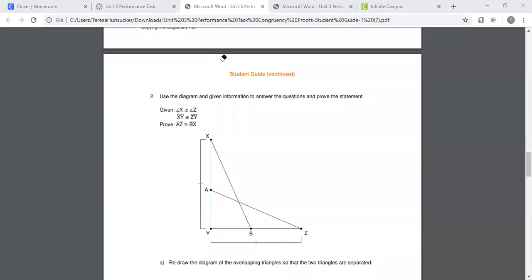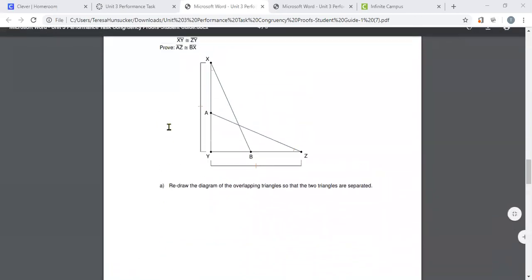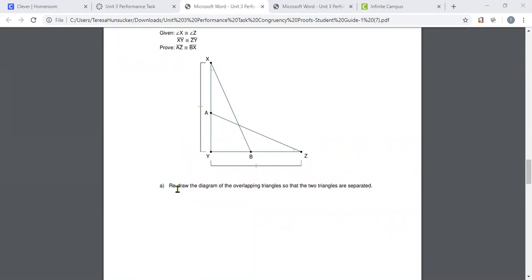So with that said, it says, redraw the diagram of the overlapping triangles so the triangles are separated. The only thing you're going to change is that the left and the right triangle will be separated. Everything else has to be the same. That means you have to label the triangles X, Y, Z and Z, A, Y. You have to label YZ congruent to YX. Make sure you don't change anything except separating the two triangles.